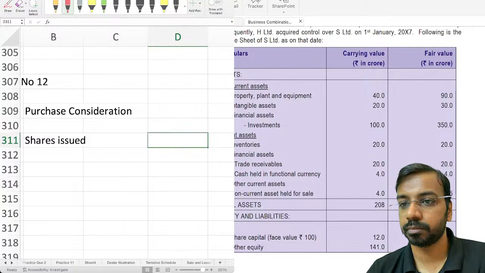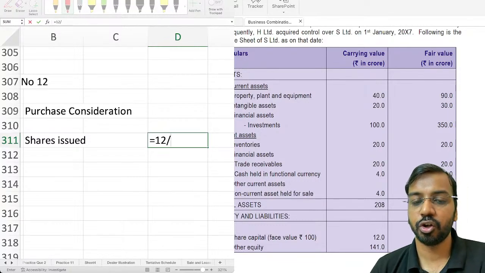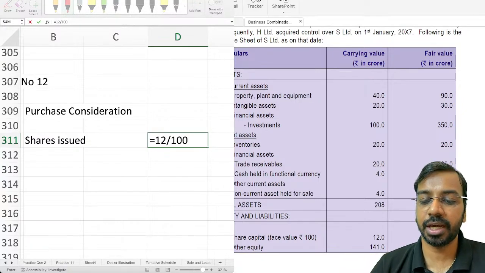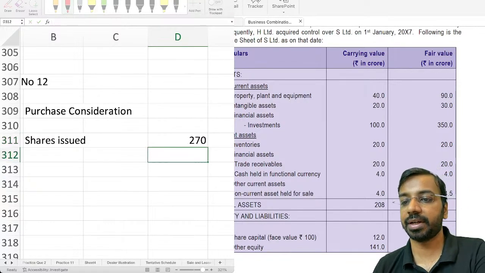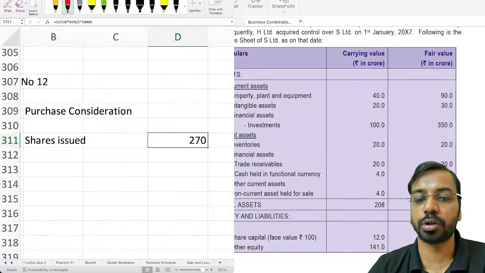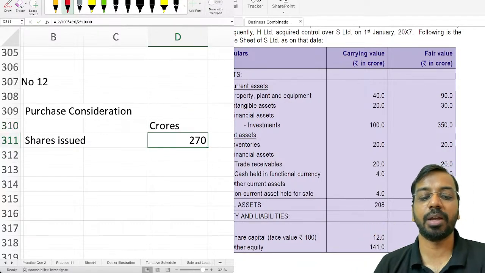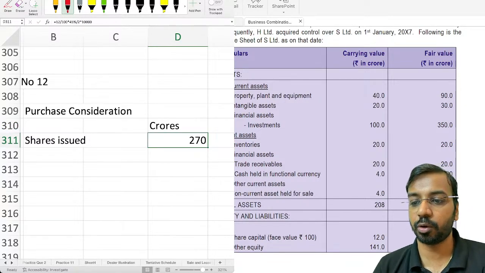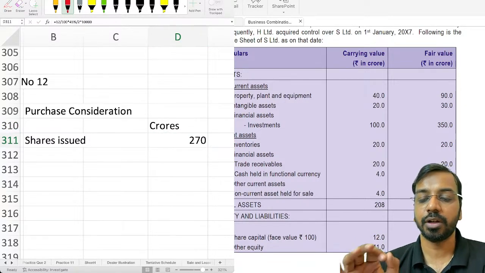Again, some calculation. We have 12 crore shares, each having a face value of 100. So that is the number of shares. We have acquired 45% of these shares. For every 2 shares we are issuing 1 share, so divided by 2 multiplied by 10,000 is the value per share. We get 270. What is this 270? 270 crores is the purchase consideration by way of shares issued.